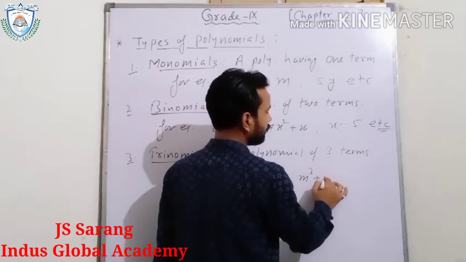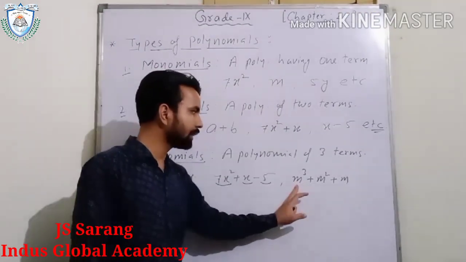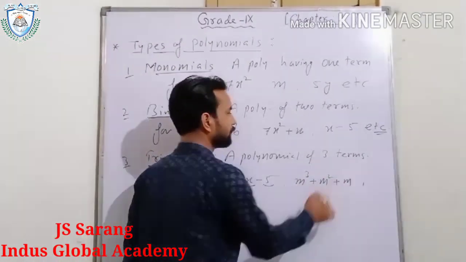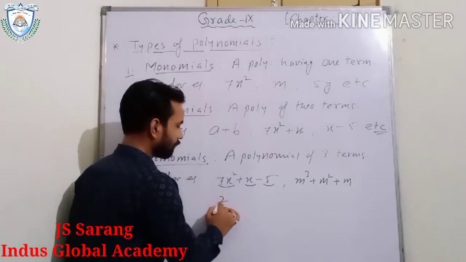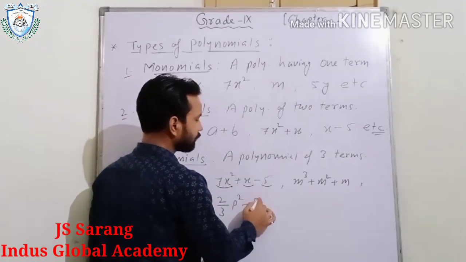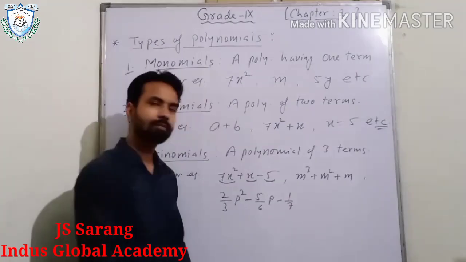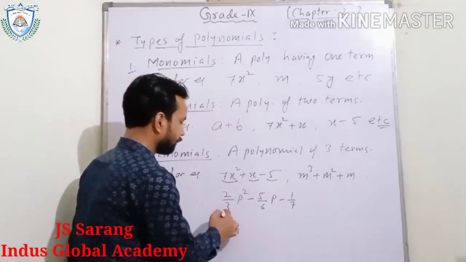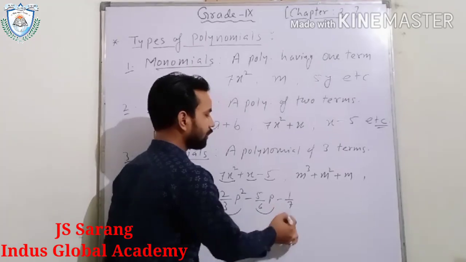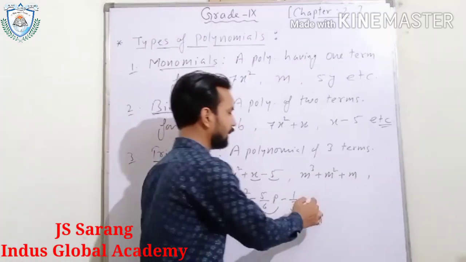Next, m cube plus m square plus m. There are 3 terms, 1, 2 and 3. This is also an example of trinomials. Next example, 2 upon 3 p square minus 5 upon 6 p minus 1 upon 7. Again 3 terms are here. First term is 2 upon 3p square, second term is 5 upon 6p, and third term is 1 upon 7. This is also an example of trinomial.